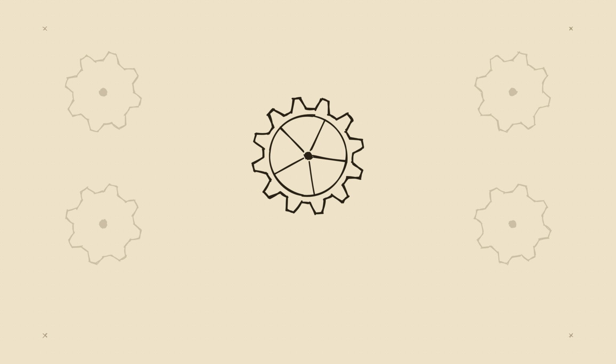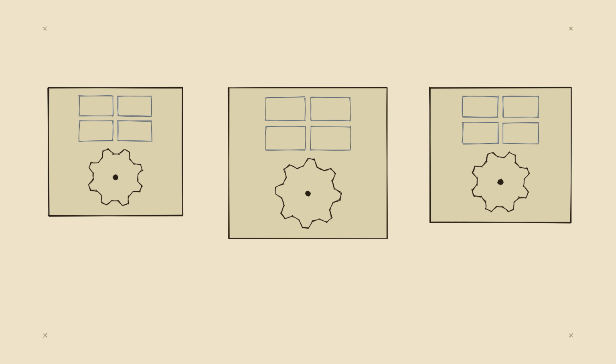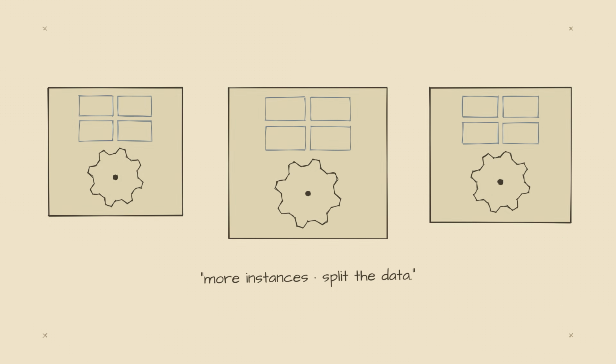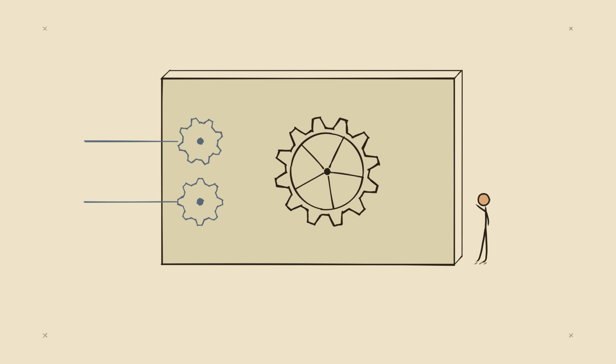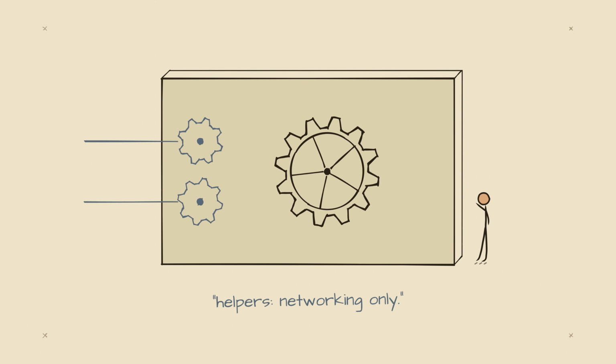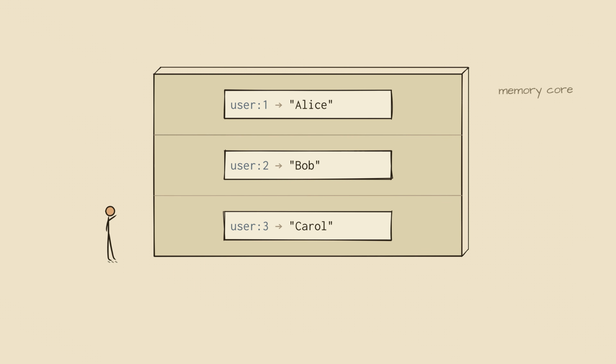But doesn't one thread mean it only uses one CPU core? Mostly, yes. So to use a big multi-core server, you run several instances and split the data between them. And modern Redis does use extra threads, mostly for networking. But the core idea stays the same: one command at a time. Simple and surprisingly fast.